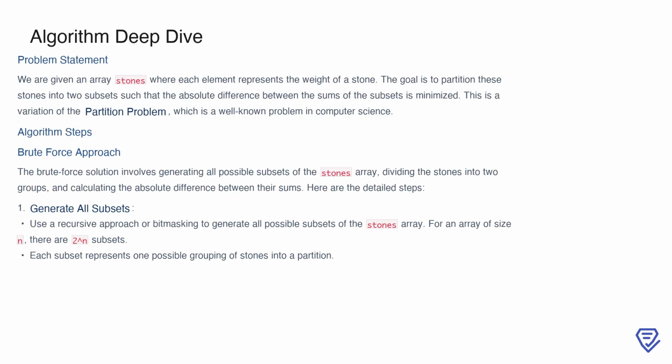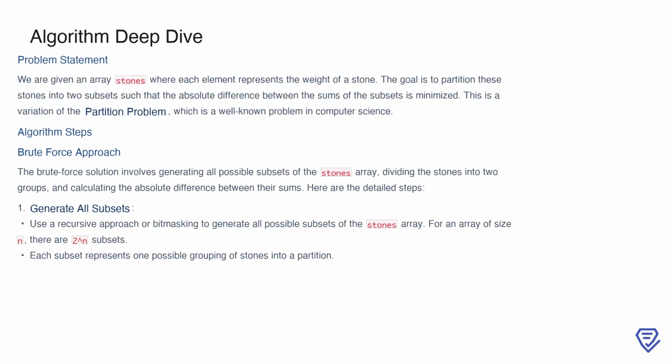The problem asks us to partition an array of stones, where each stone has a specific weight, into two subsets such that the absolute difference between the sums of the subsets is as small as possible. This is a variation of the classic partition problem, which is widely studied in computer science.